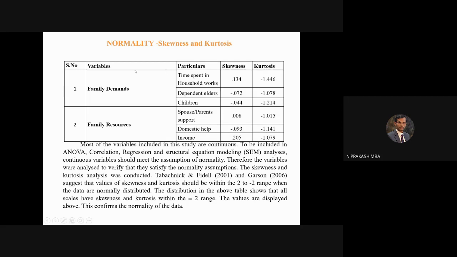Here you can see there are n number of statements contributing to family demand, and some n number of data contributing to family resources. Here SPSS assesses the skewness and kurtosis, and based on this we can easily identify whether the collected data is normally distributed or not. If the value is between plus or minus 2, then we can confirm the collected data is under normality. That means it creates a normal distribution curve among the collected variable data.